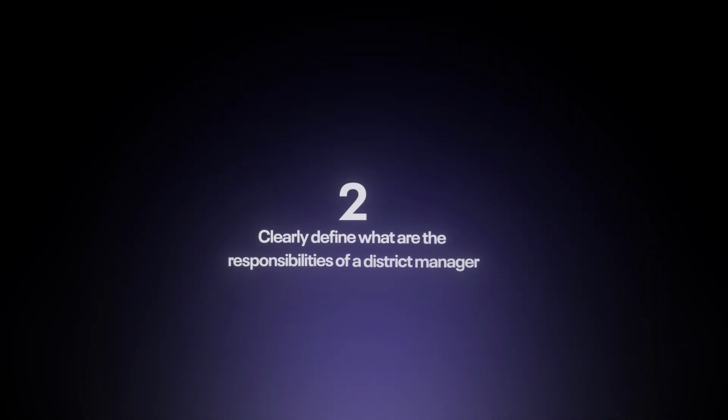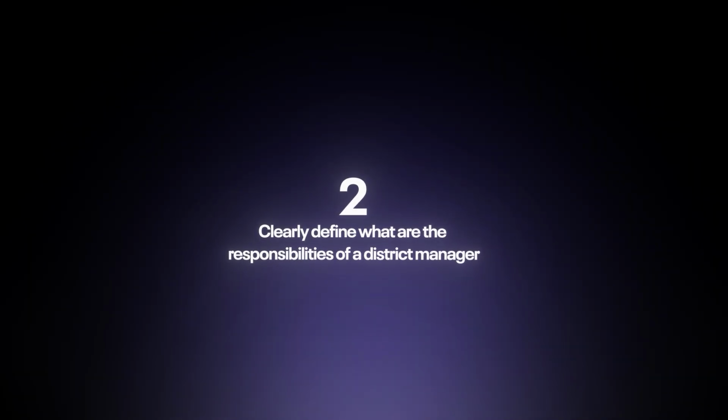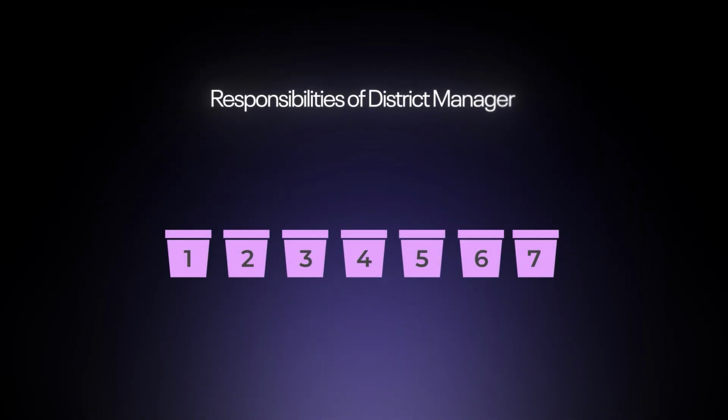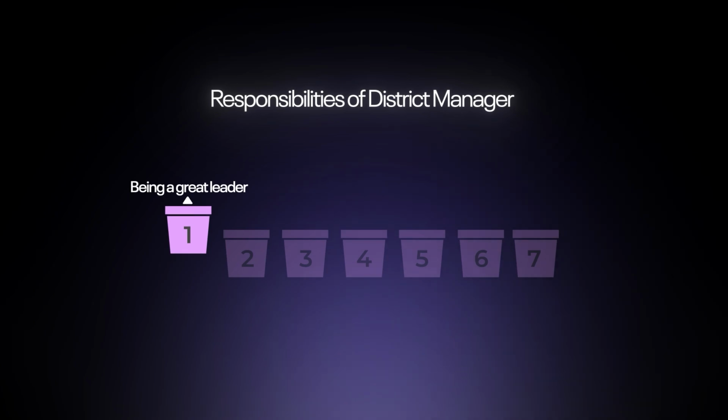The second step that you need to take to be able to create an effective training program and create effective district managers is to clearly define what are the responsibilities of a district manager. And here at the American Franchise Academy, we have separated those responsibilities into 7 buckets. The first bucket is that of being a great leader, a leader that inspires a team to be able to execute the business and brand systems with excellence.